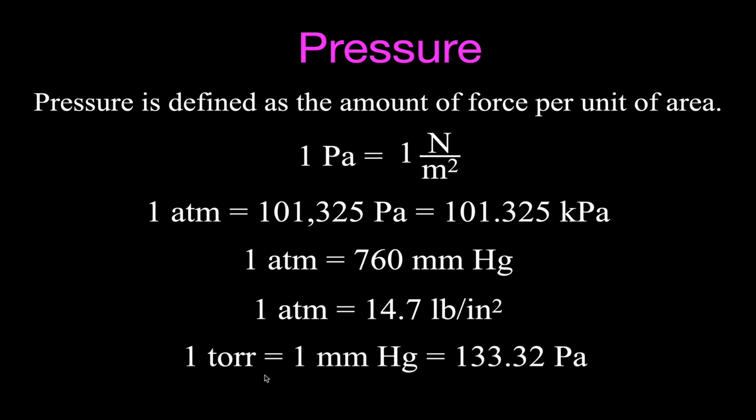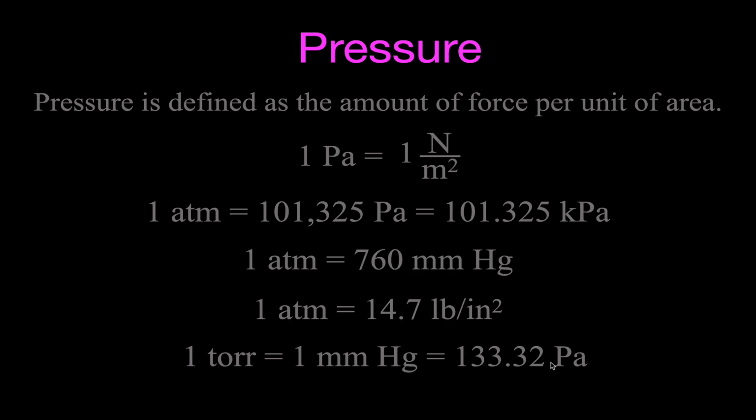And then we have a torr, and a torr is just about 1 millimeter of mercury, which is 133.32 pascals. If you just take the number of pascals in 1 atmosphere and divide by 760, then you'll get that 1 millimeter of mercury is 133.32 pascals, like that. Okay, so that's the basics and the units, which we'll use in some of our problems.